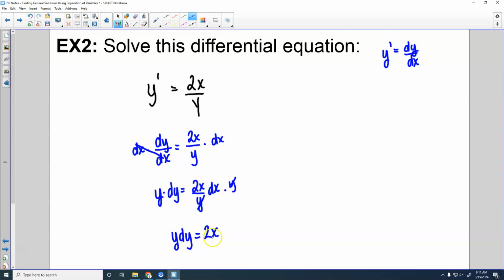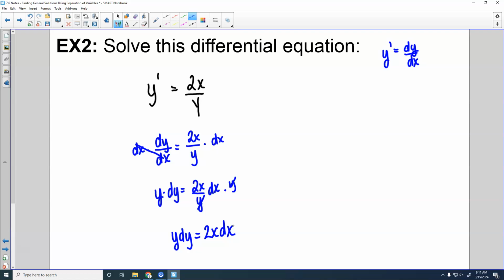All right, so we've got y dy equals 2x dx. Okay, we have separated our variables. dy and dx are in the numerator. They can't be in the denominator, so they're in the numerator. And I've got all the y stuff on one side, and all the x stuff on the other side. Everybody good there? This is really important.